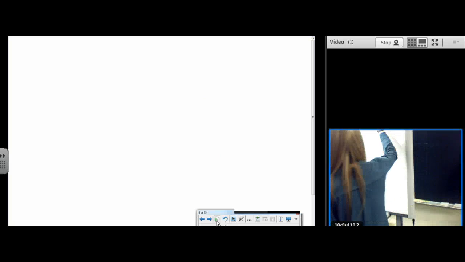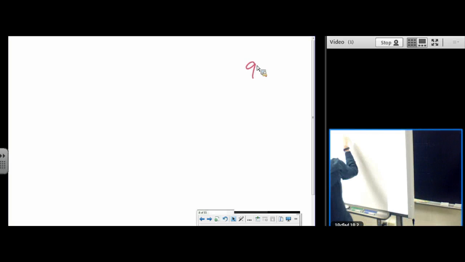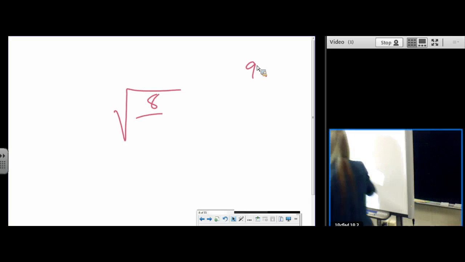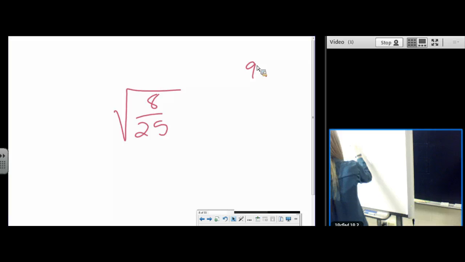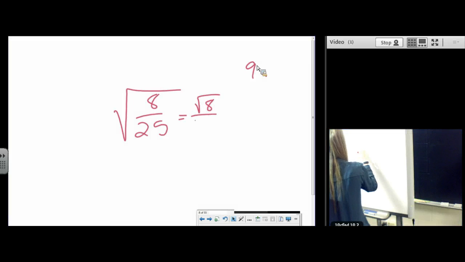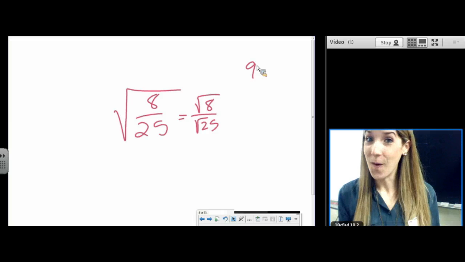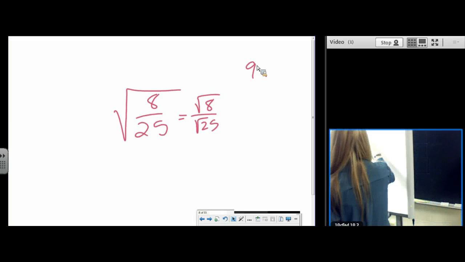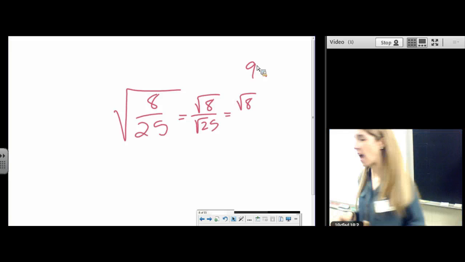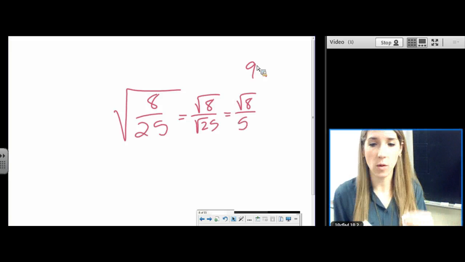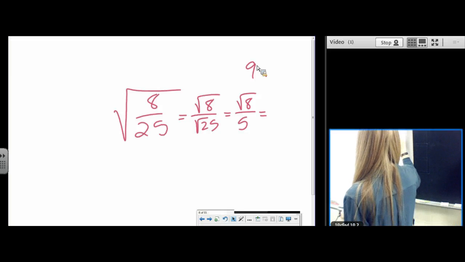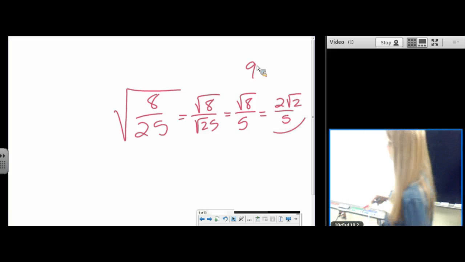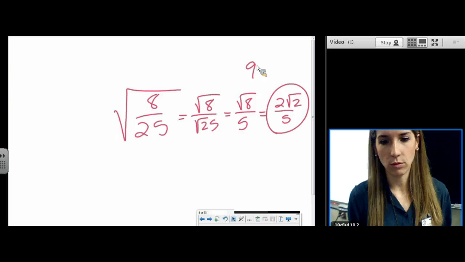Last one, number 9. I talked about yesterday how you need to be on the lookout for perfect squares. 8 over 25, that is not reducible. You cannot simplify that. So my first step would be to write that separately. And then you should recognize that, oh, 25 is a perfect square. So I can just write the denominator, it's just 5. The square root of 25 is equal to 5. And now all I have to do is factor tree the top one. Square root of 8 is 2 root 2. And so the final answer is 2 root 2 over 5.